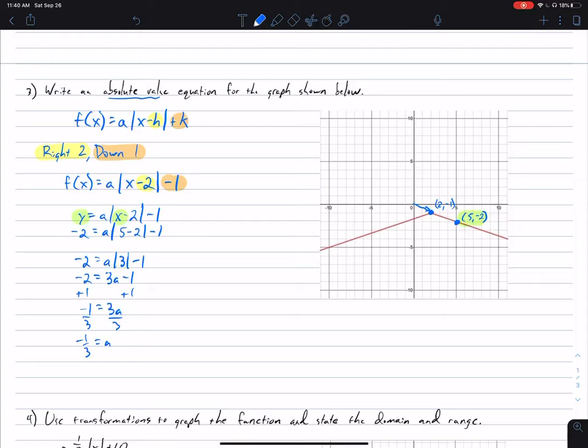A couple things. That negative is good because my graph is reflected. And it's good that it's a 1/3. It does look like it's being compressed, not stretched. So I'm probably on the right track there.